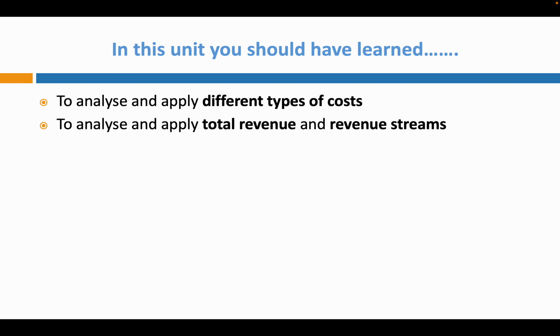And basically, this is the end of the chapter. We've covered the different types of costs. Now we know a little about total revenue and how it's drawn, and what the sources of revenue are, so what different revenue streams are. Now we're completely ready to move on to the next chapter.